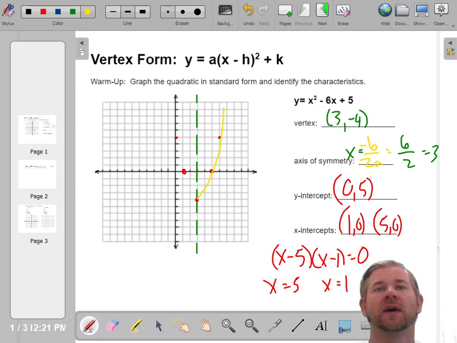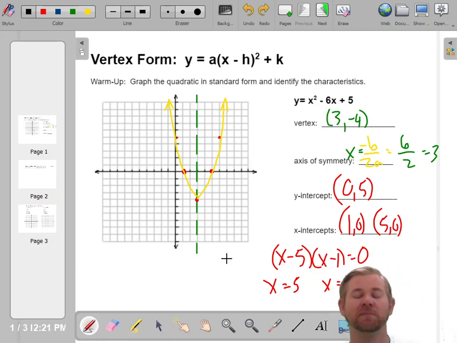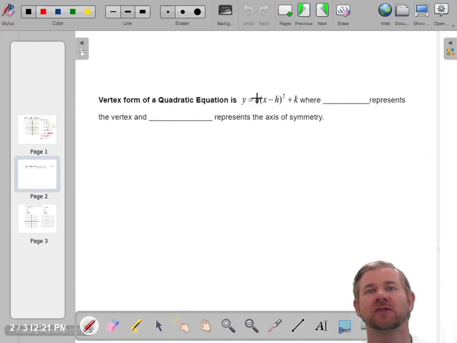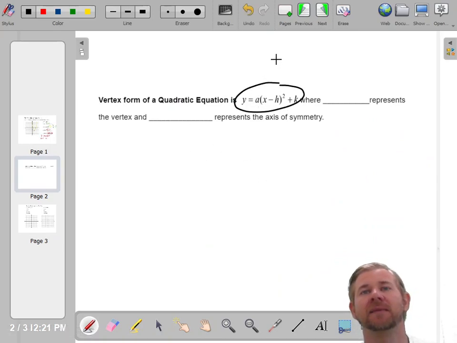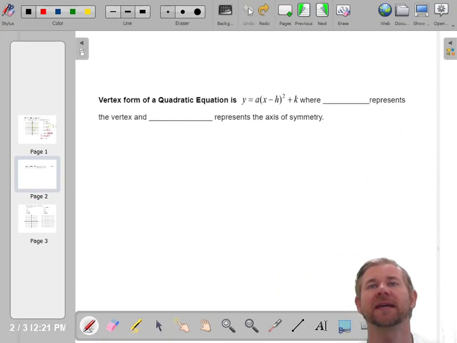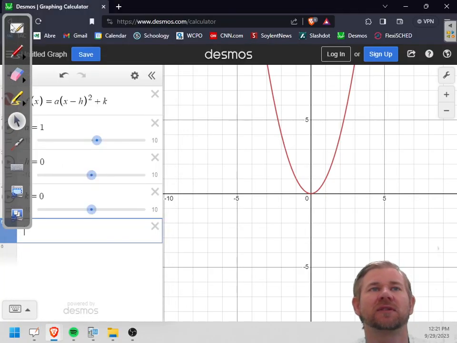And now I will go ahead and draw my parabola as best I can. Okay. So we have the axis of symmetry that runs down the middle. We have the vertex. We have x-intercepts where it hits the x-axis. We have a y-intercept, and then we have its reflection. We're going to see all those same things in vertex form, but we need to know another way that our quadratics might look. So this is a times x minus h squared plus k. Let's graph it in Desmos and play around with it.